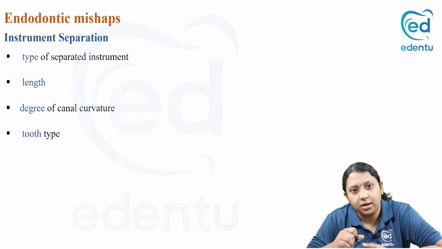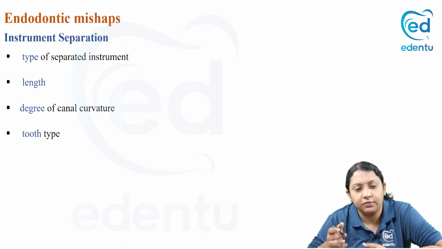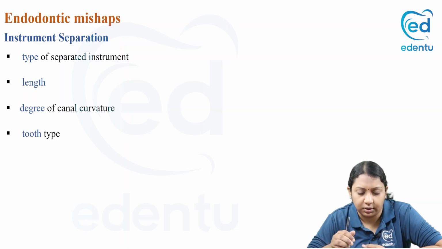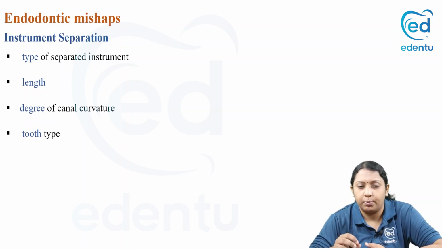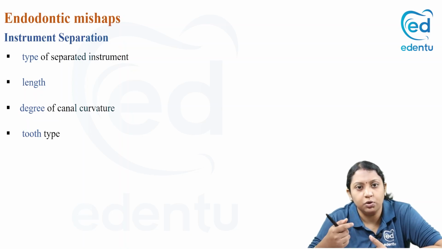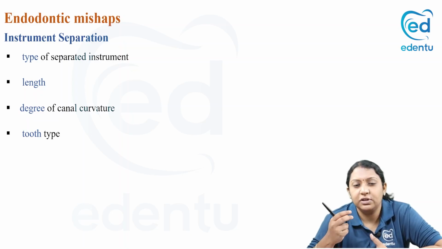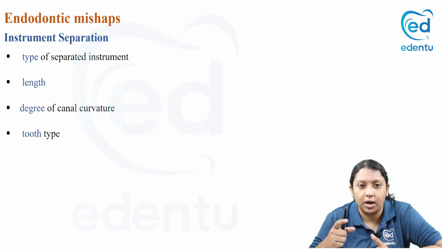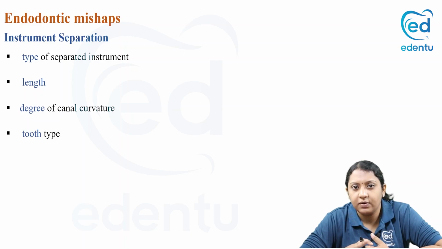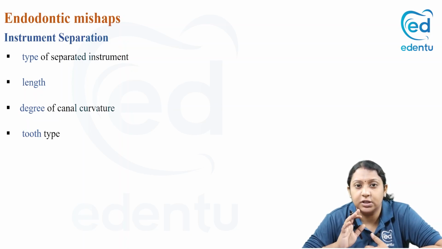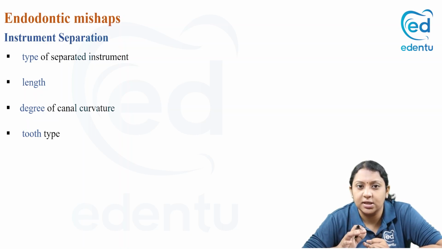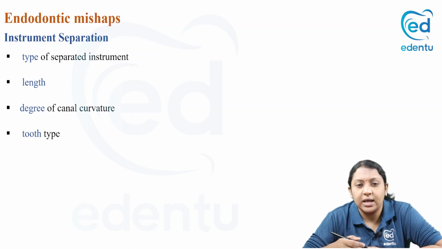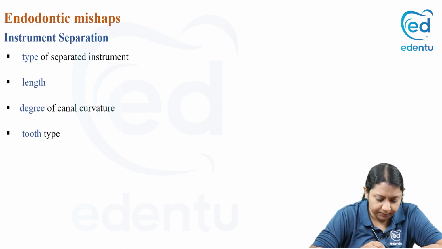Then the degree of canal curvature. If it is separated in a curved location, it is difficult to retrieve. And also the tooth type. If it is an anterior tooth, it is much more visible and accessible, but if it is a lower molar or an upper molar, it is difficult to retrieve. Especially, this retrieval is possible only with the help of specialized aids like microscopes or surgical loupes, which can enhance the quality of instrument retrieval.